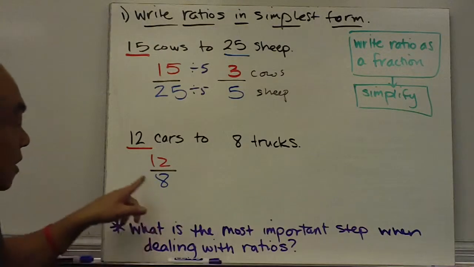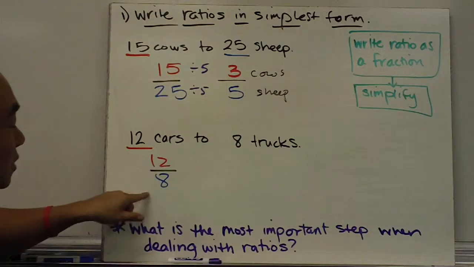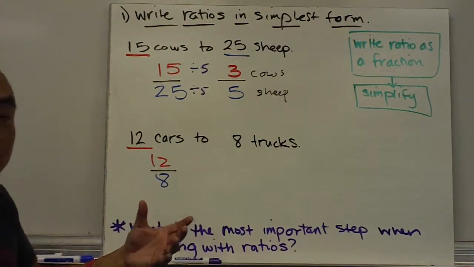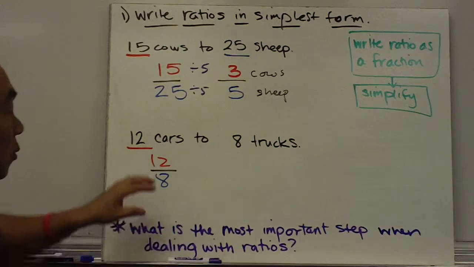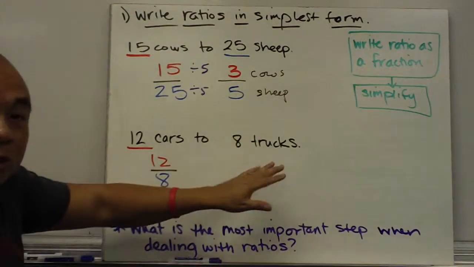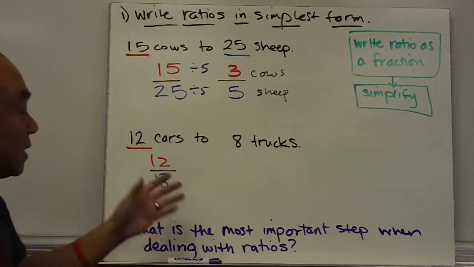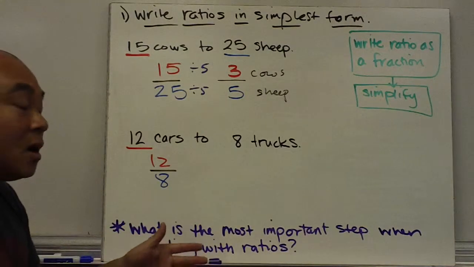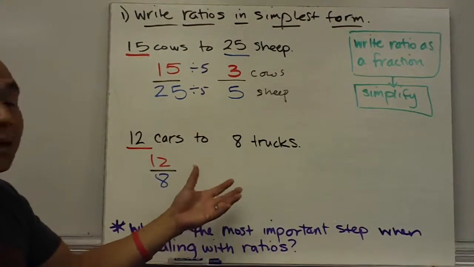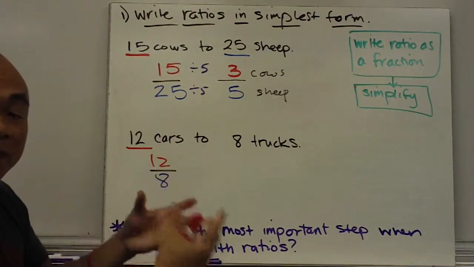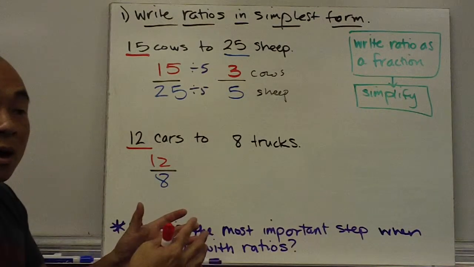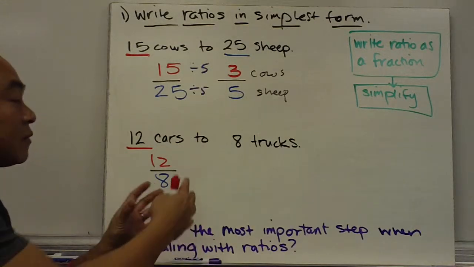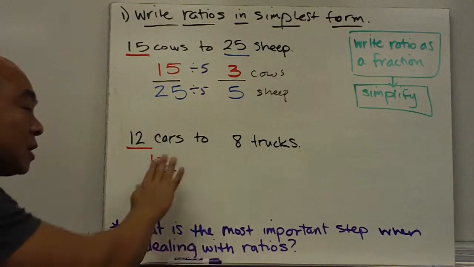Now I know what you're thinking, this is an improper fraction, it's a larger number on top, so maybe we want to change it to a mixed number. But because we're dealing with cars and trucks, we're going to leave it. It's okay to leave it, because we are only dealing with different comparisons of things. We're not dealing with one same thing. So we don't have to change it to a mixed number. We're going to leave it like that.